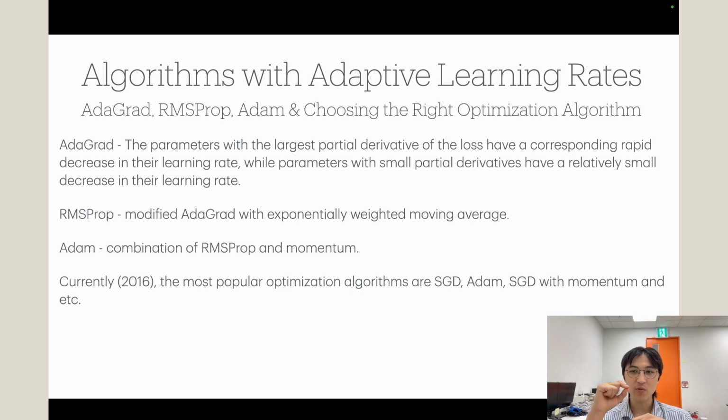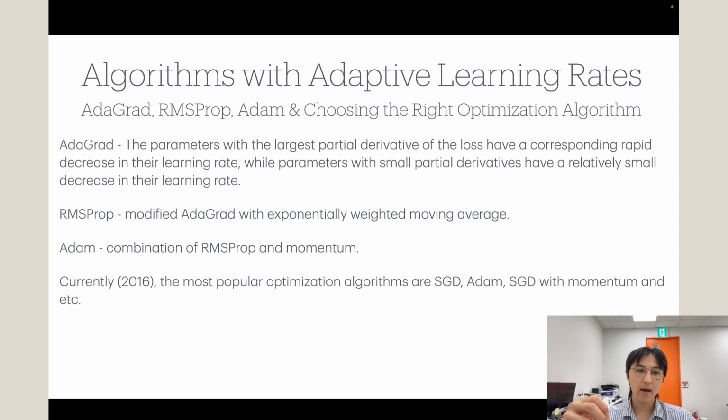And in AdaGrad, what we are doing is that we are changing the learning rate with respect to the largest partial derivative of the loss. For example, we can change the learning rate to small or to big based on this loss function's largest partial derivative. For some models it helps very well, but for some it's not good. Let's talk about the next algorithm. It is RMSProp. It is a modified version of AdaGrad with exponential weighted moving average.